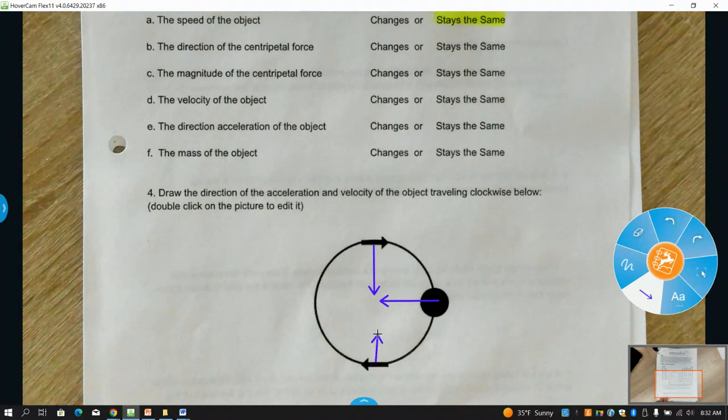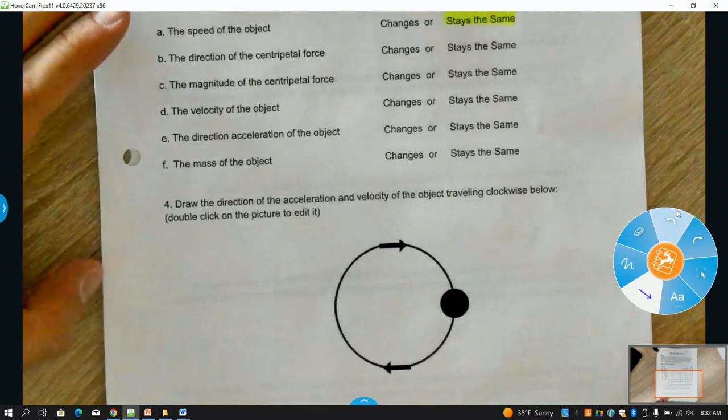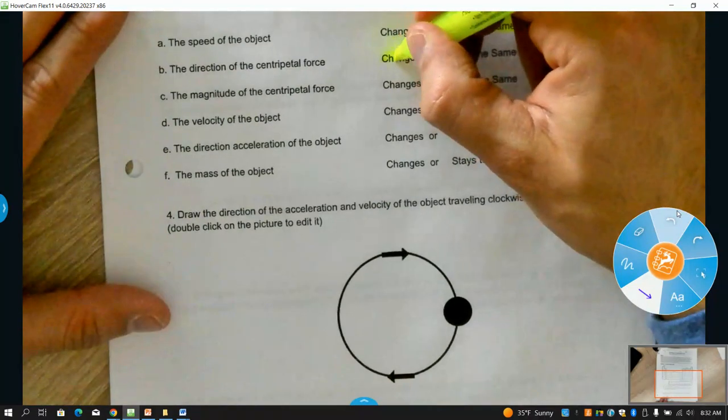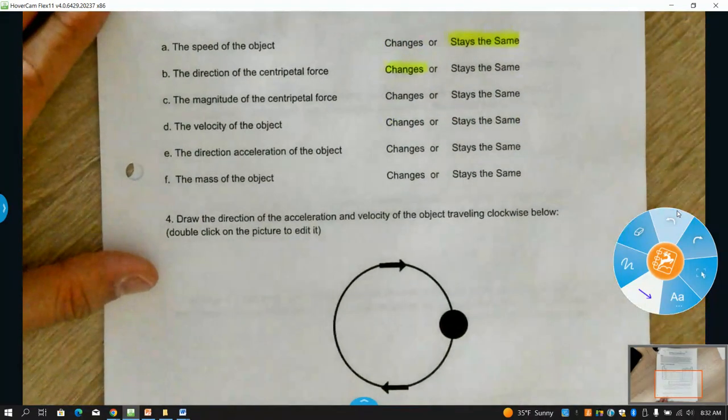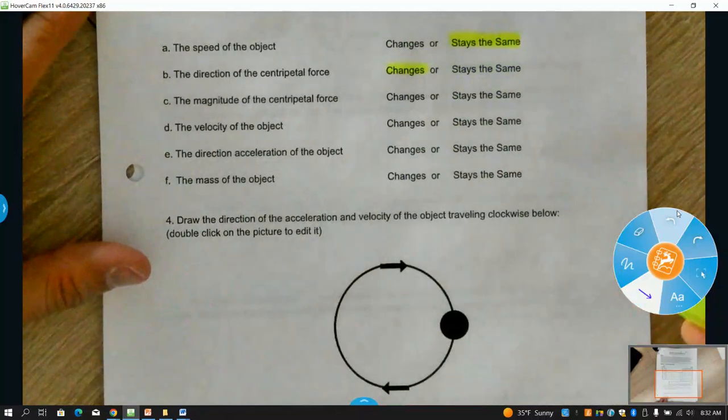Yes, it's always pointing towards the center, but because this object is constantly moving, it would constantly be pointing towards the center. Can't really do this exactly how I wanted to, but it would basically be here, pointing towards the center. When the object is here, it's pointing towards the center. If it's here, it's pointing towards the center. So because of that, we're going to say that it is changing. Because the direction of the object is changing, the direction of the centripetal force is changing, but it is always towards the center.